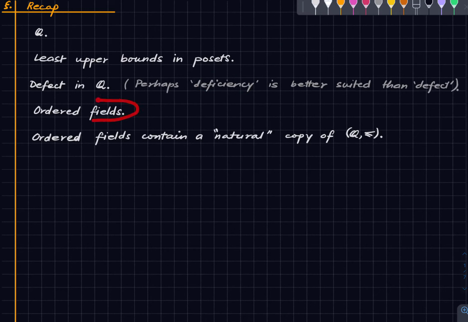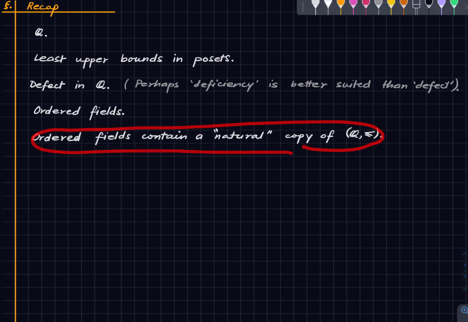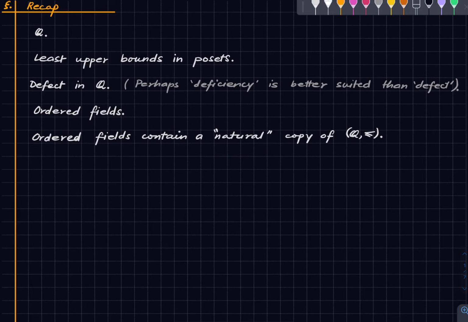Then we defined ordered fields, which capture all the properties of rationals that we learnt about. So all the algebraic properties and all the order properties. So that is the abstraction of rational numbers. And then we saw that there is a natural copy of rational numbers in any ordered field. Having said that, the only example of an ordered field that we know of as of now is the rational numbers. So far, hence, we haven't said anything of content here, but we are building to it. All right.